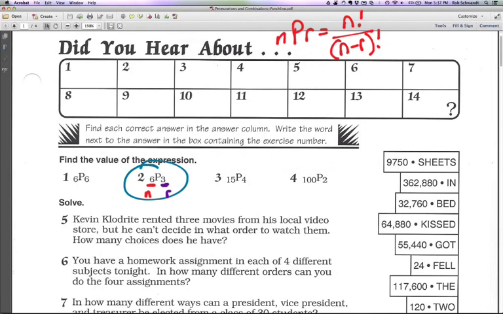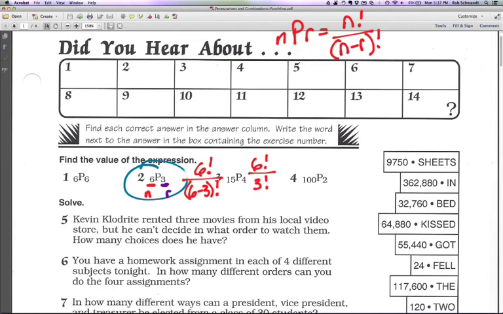So for this problem, it says 6 is n, so I'm going to plug in. I'll do it right next to it here. So 6 factorial over n minus r. So that's 6 minus 3 factorial. Okay? So 6 factorial on top doesn't change, but on the bottom, 6 minus 3 is 3. So I have 6 factorial over 3 factorial.